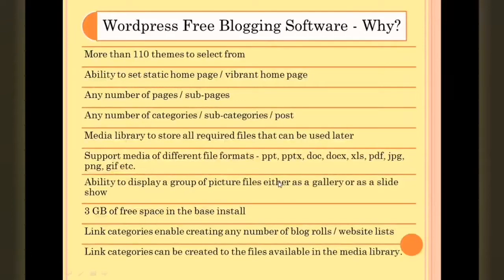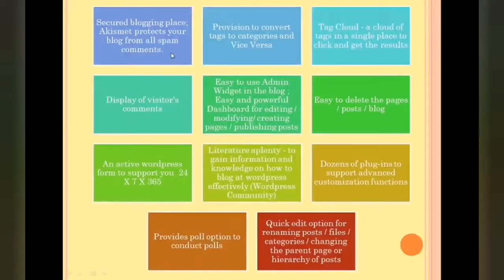You can have a lot of pictures to be displayed either as a gallery or a slideshow on WordPress. They give you 3 GB of free space. You can create link categories to either external websites or the internal files available in the media library. And it is very secure to have the comments in WordPress. And there is a possibility of converting tags to categories and categories to tags. You can create tag clouds and you can display the comments given by your visitors.